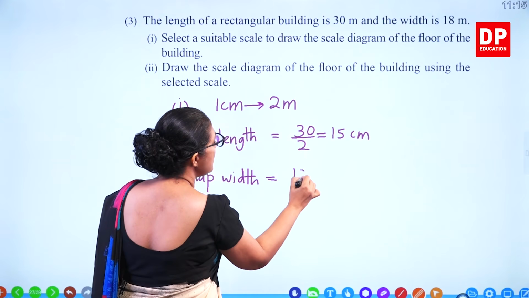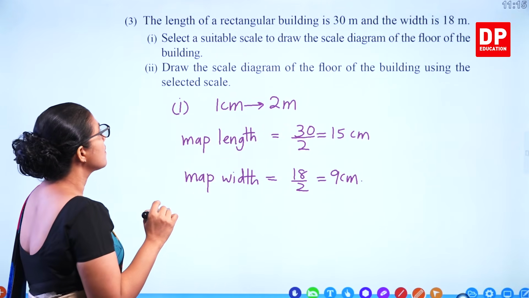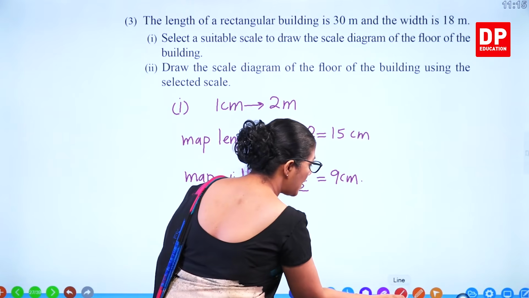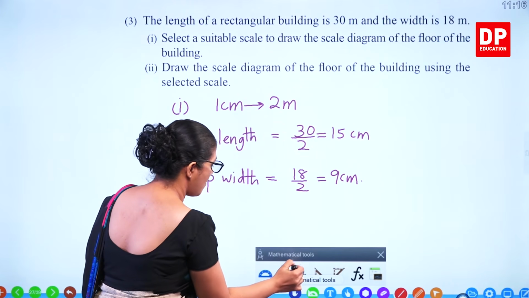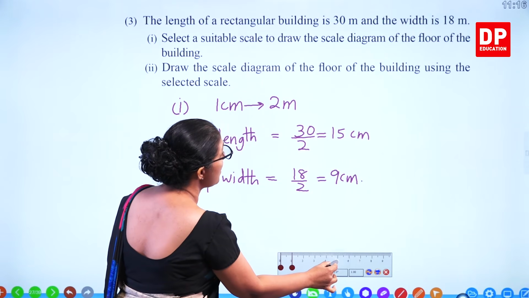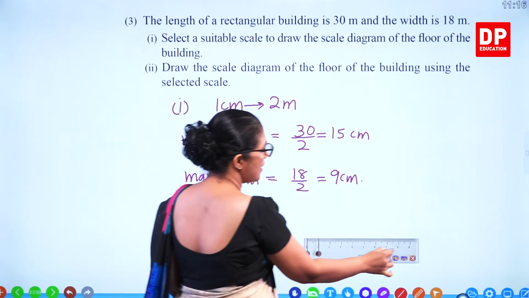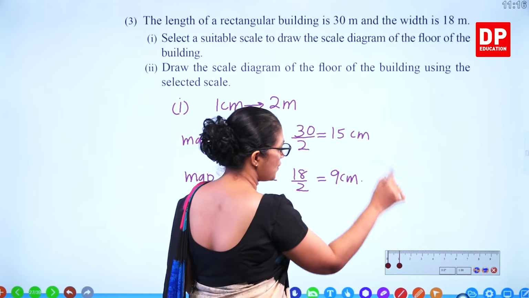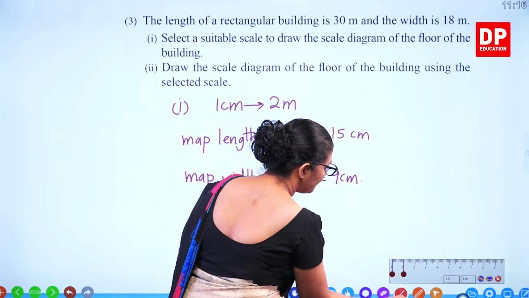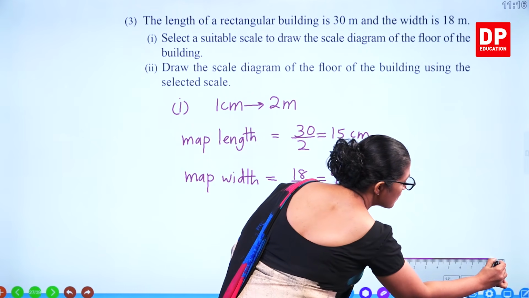Actual length is 18 meters. Divide by 2, 9 centimeters. So we'll take 15 centimeter length to one side. So we'll take 15 and 9. We'll take 9 here and to this side we'll take 15. 9 we can draw here. So we'll take 9 centimeter length this way.